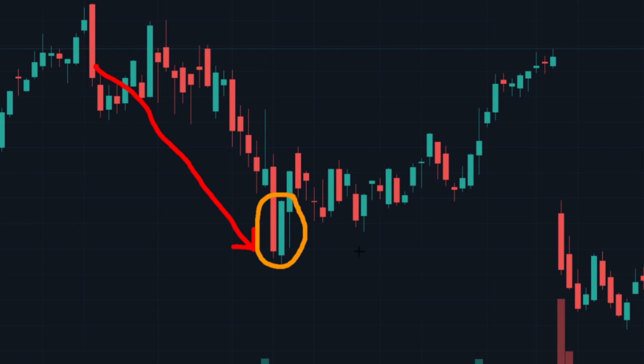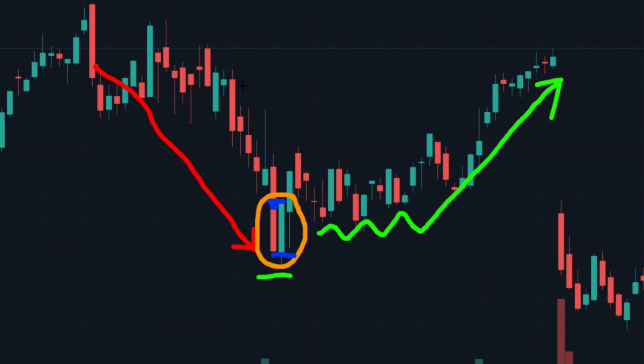Why is this a piercing pattern? Well, first of all, it appeared after a downtrend. It had a strong red candle right here, followed by a green candle that opened below the red one and closed above 50% of the previous red candle. So all the criteria for the piercing pattern are met in this case, and we can see that this pattern marked the end of this downtrend, and after this pattern it went sideways for a while, and then the trend continued to the upside.